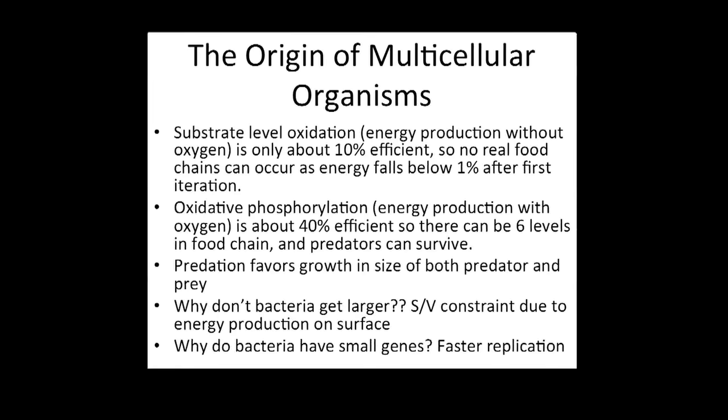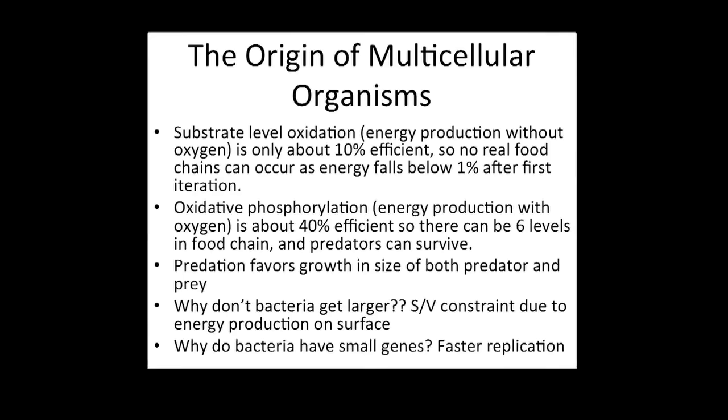It's not much, 10%. That means if a predator comes along and wants to take advantage of the energy that you have, and it grabs you, and it's 10% efficient, now it becomes 1%. 10% of 10% is 1%, and that's not a good deal. It costs more to do the engulfing and the digesting than you get out of it. So there's very little predation at the level of single cell organisms that are prokaryotic. But with oxidative phosphorylation, which allows you to use oxygen to generate energy, you're around 40% efficient.